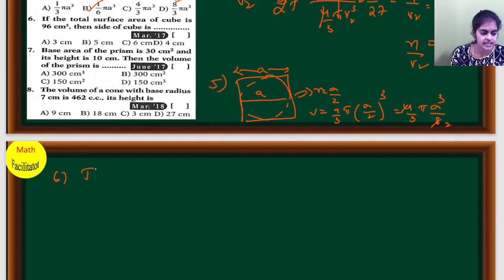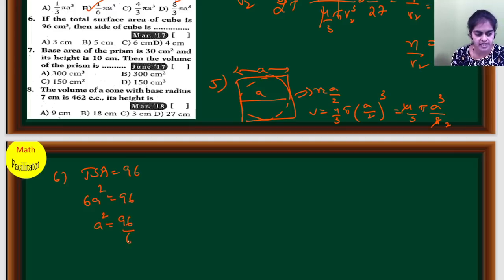If the total surface area of a cube is 96. Question number 6. TSA of cube is 96, which means 6a square is 96. So a square is 96 divided by 6. You get it as 16. So a will be equal to 4. Okay, 4 centimeter. Option D.